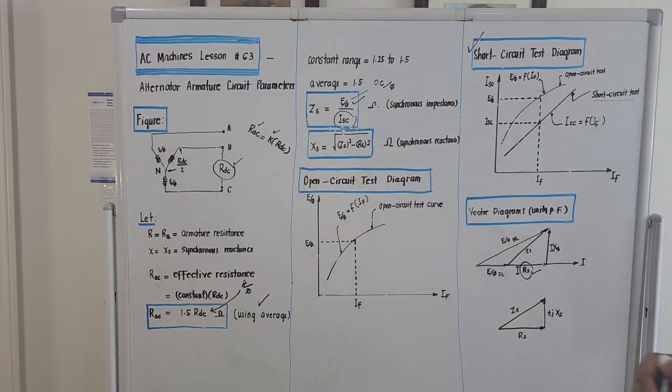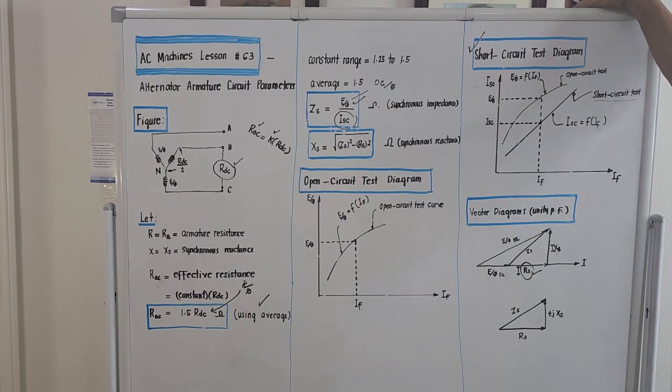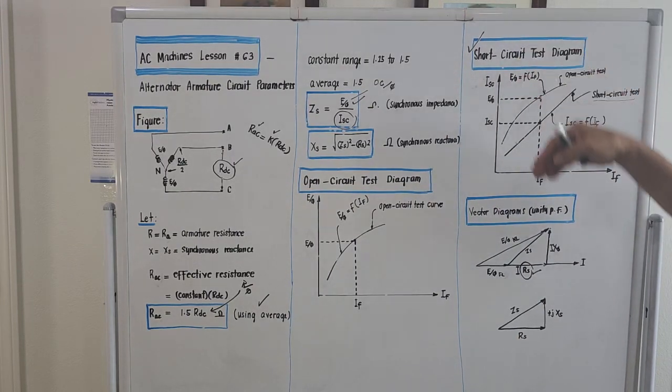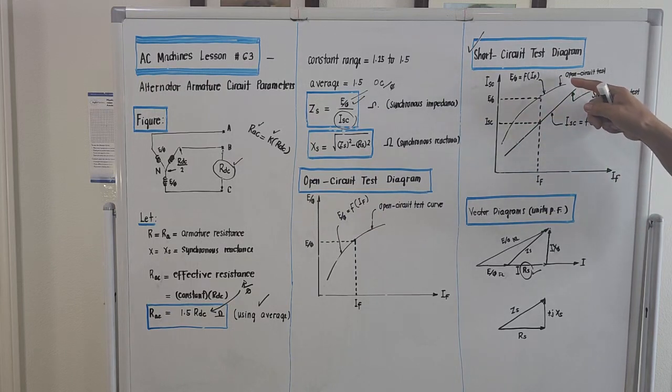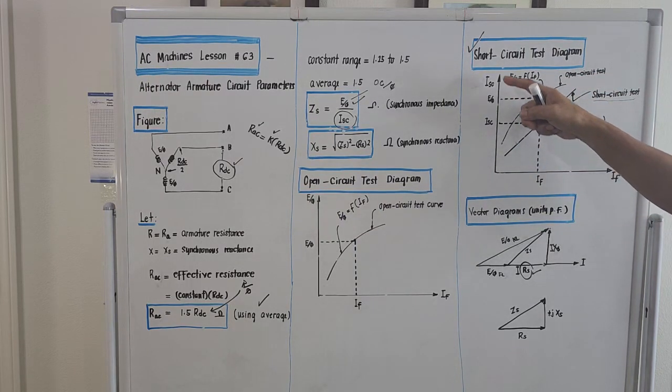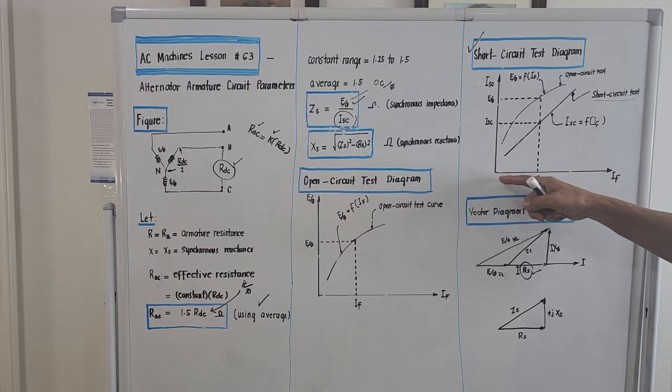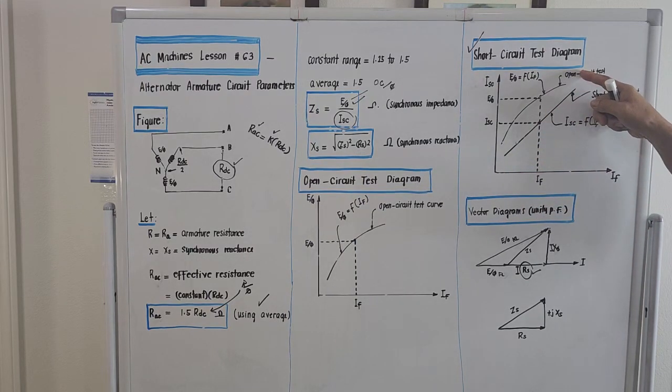Excitation current is the current that produces the magnetic flux that will be cut by the conductors as it rotates, to generate voltage. So for this graph, consider for the meantime the straight line, because the curved line is actually the open circuit test. If we graph the short circuit current against the field current, the graph is this.